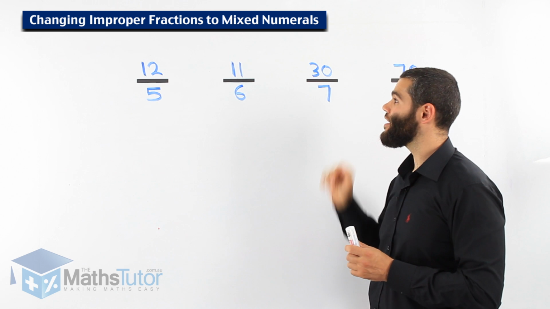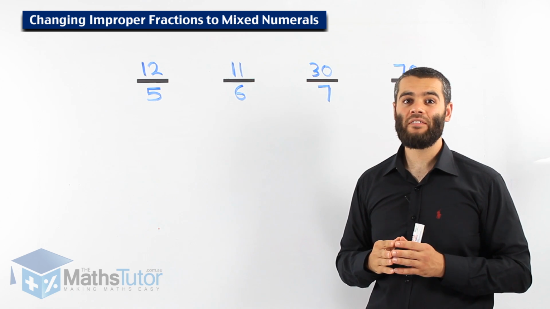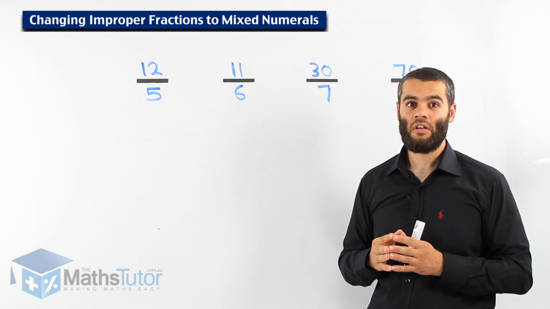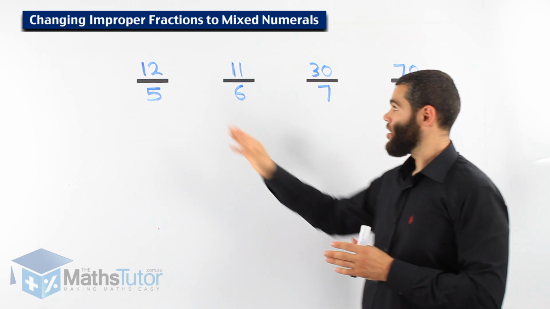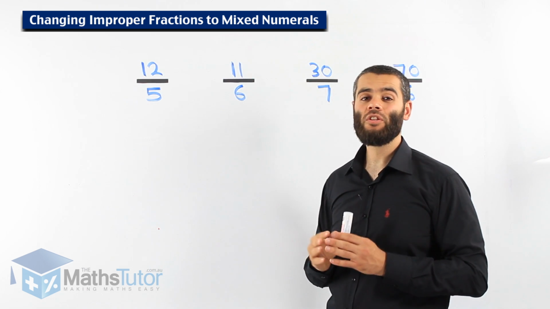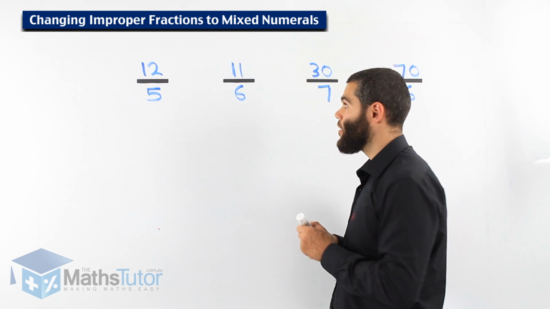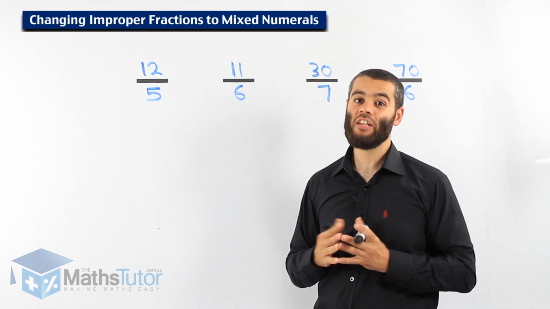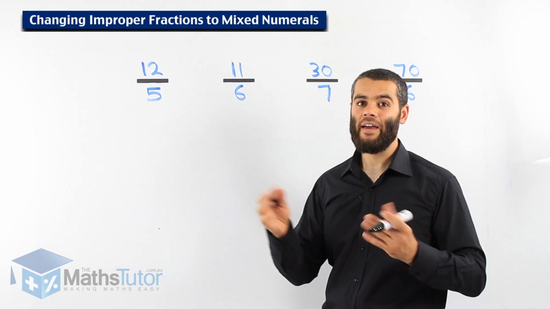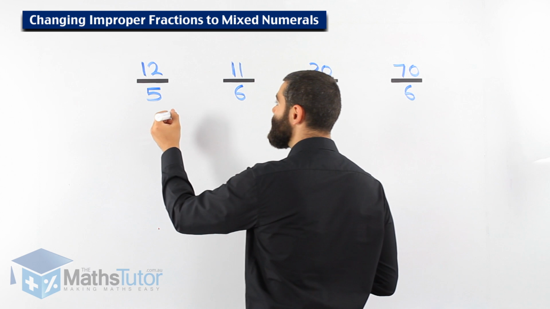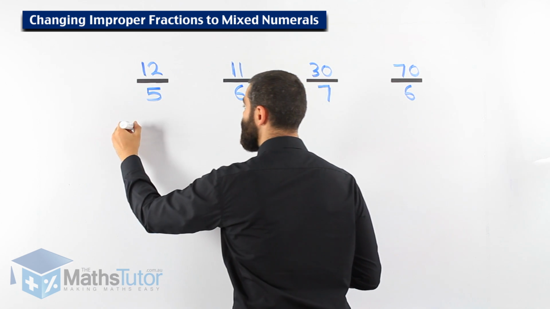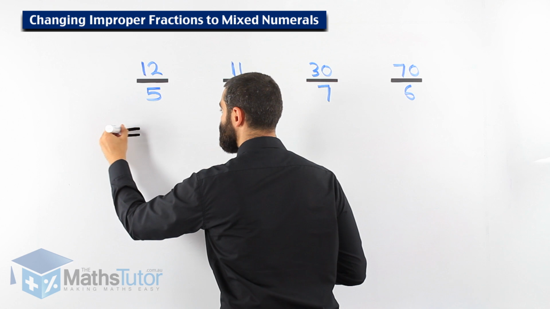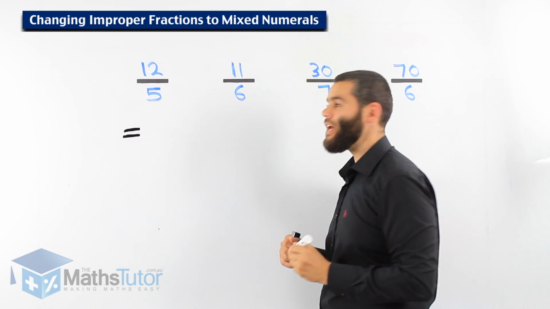So now that they are written as improper fractions, we can actually write them as mixed numerals. I'll show you how. 12 over 5. We need to write this as a mixed numeral. Mixed meaning it is going to have a whole number and a fraction. That's why it's called mixed. So 12 over 5 as a mixed numeral. How do we write it?